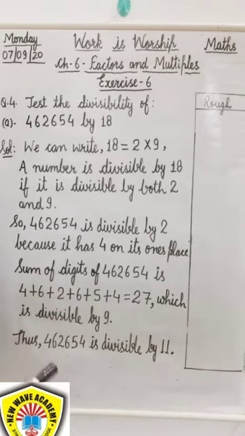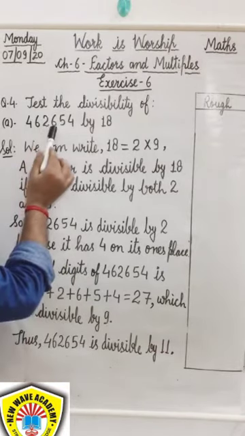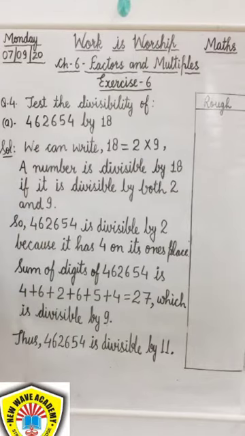So firstly we have to check the divisibility of 4,62,654 by 2 and 9. तो सबसे पहले हमें क्या करना होगा, 4,62,654 को 2 और 9 दोनों से डिवाइड करके देखना होगा. अगर वो 2 और 9 दोनों से डिविजिबल होगा तो वो 18 से भी डिविजिबल होगा.